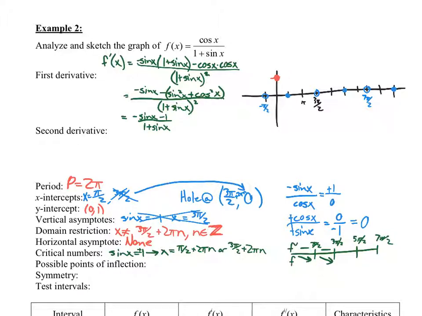Then if I plug in something between 3 pi over 2 and 5 pi over 2, I'll plug in 2 pi, and that's going to be negative 1 over 1, so that's negative. Okay. And then, let's see here. Plug in something between 5 pi over 2 and 7 pi over 2, which would be 3 pi. Sine of 3 pi is 0. So it's again negative 1 over 1. So that's going to be decreasing. So my function here is going to be constantly decreasing.